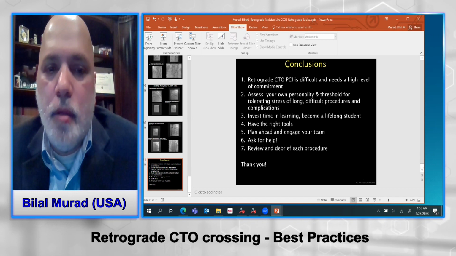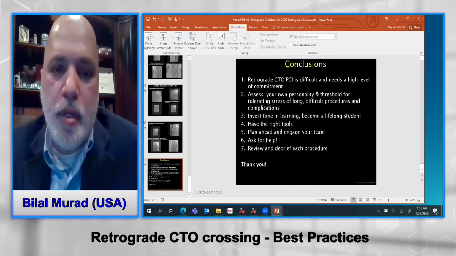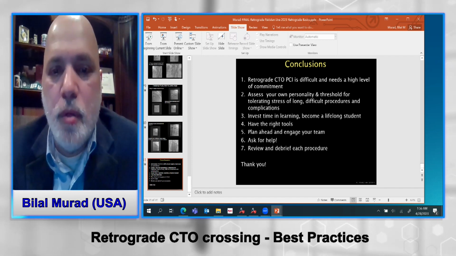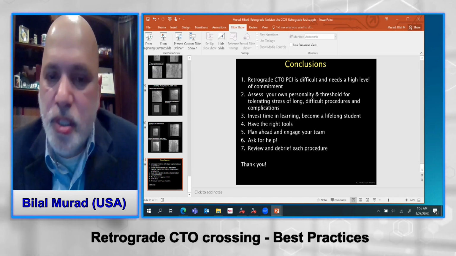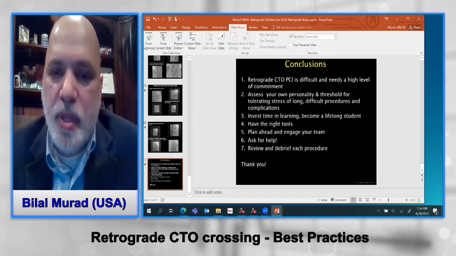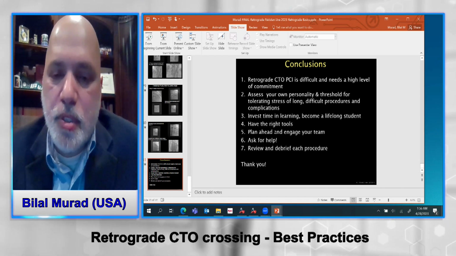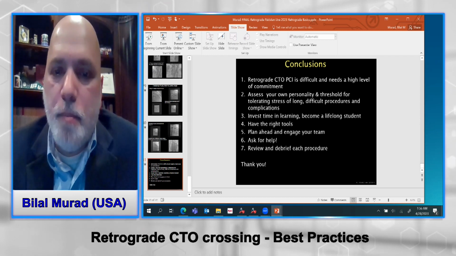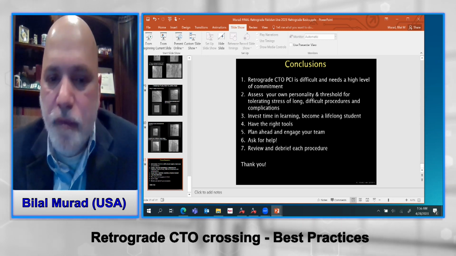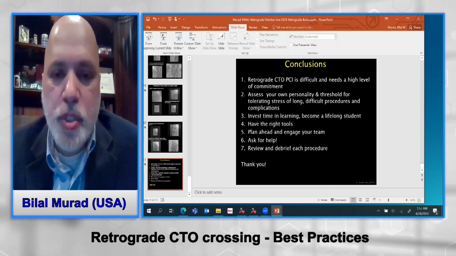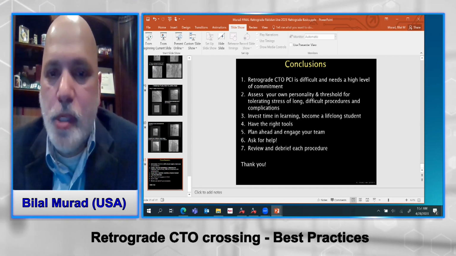Maybe my conclusion slide over here, essentially, as Dr. Lombardi just said, just needs a high level of commitment, a personal commitment to yourself that you're going to learn to do this, and it's a lifelong procedure. It's really difficult to be an expert in this matter, but it's just a matter of learning one step at a time and becoming really good at it, and just remaining really humble and having the right tools, keeping your team engaged, and asking for help from people who can guide you through this procedure, and just review and debrief after every procedure, know what you did right, know what you did wrong, and just make yourself a better operator every single time. Thank you so much for your time.